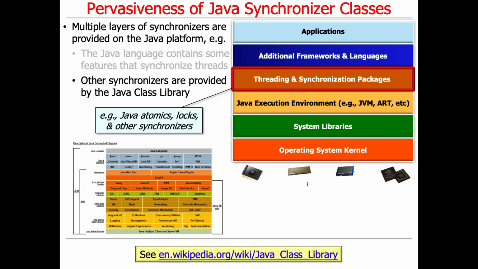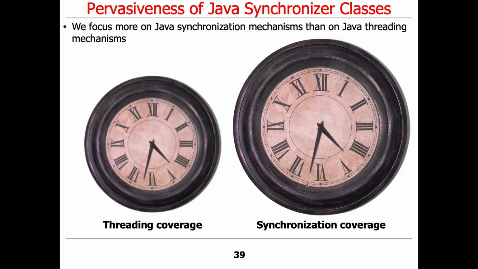In the threading and synchronization packages, a package is just a grouping of Java classes, there's a bunch of synchronizers provided, so Java atomics, locks, semaphores, condition objects, reentrant locks, stamped locks, and so on. There's tons of things there. That's all part of the Java class library, which you can see here shows the fullness of what's there. We're just talking about a piece of it, of course.